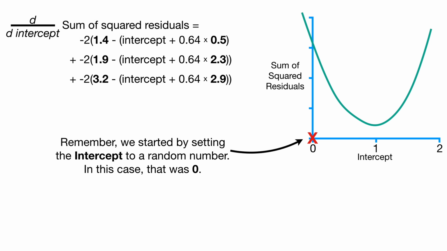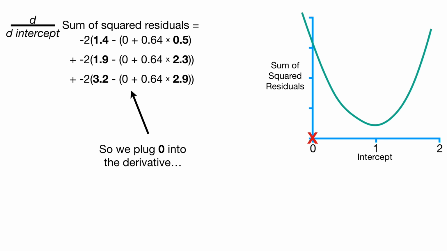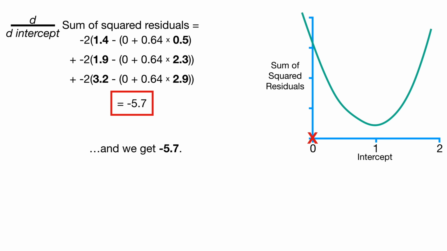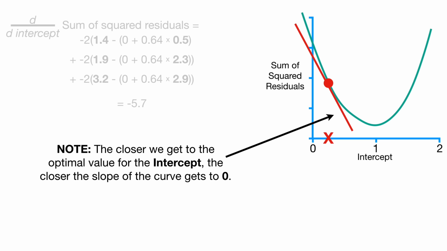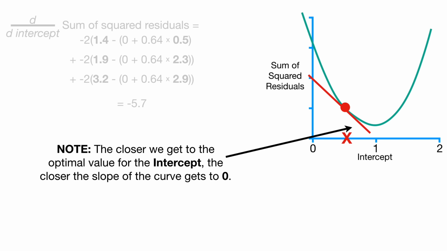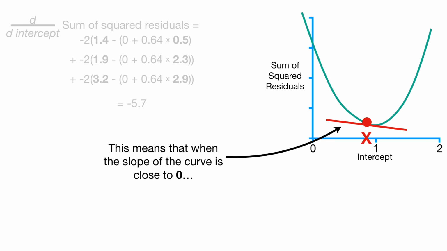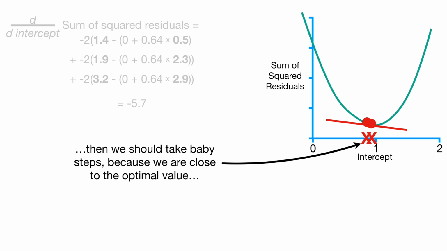Bam! Remember, we started by setting the intercept to a random number. In this case, that was 0. So we plug 0 into the derivative, and we get -5.7. So when the intercept equals 0, the slope of the curve equals negative 5.7. Note, the closer we get to the optimal value for the intercept, the closer the slope of the curve gets to 0. This means that when the slope of the curve is close to 0, then we should take baby steps because we are close to the optimal value.